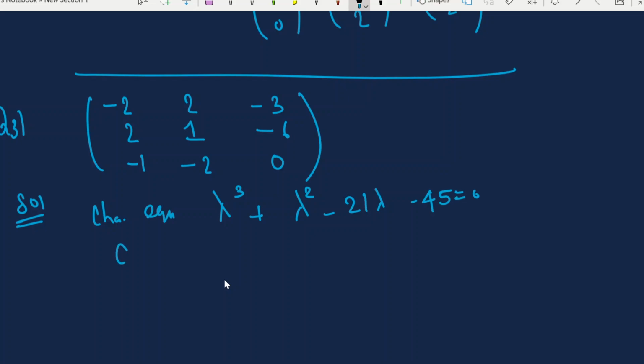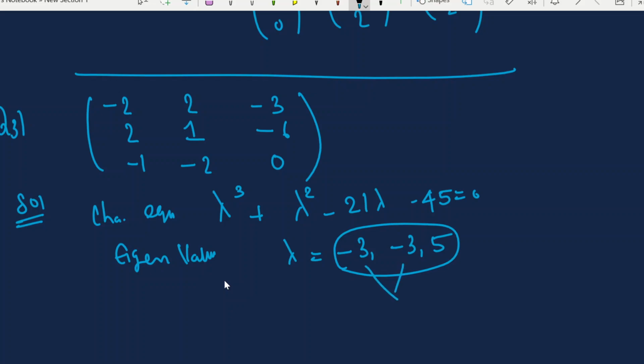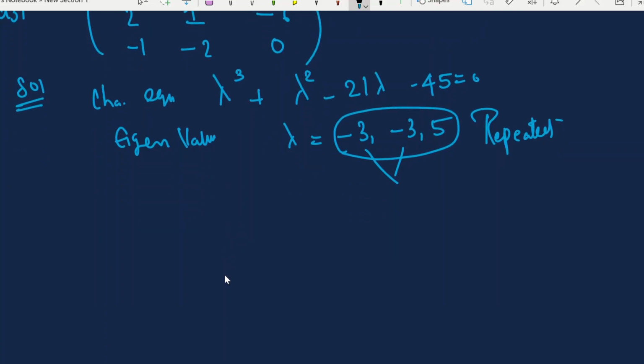Here eigenvalues are lambda equals negative 3, negative 3, 5. Here the values are repeated, because these two values are the same. So repeated eigenvalues. Now eigenvector.